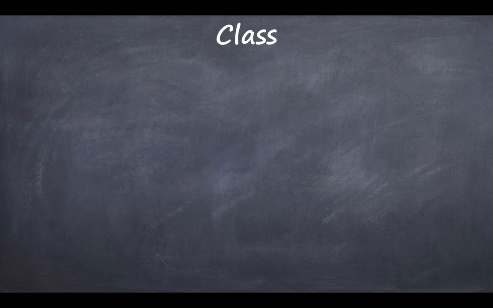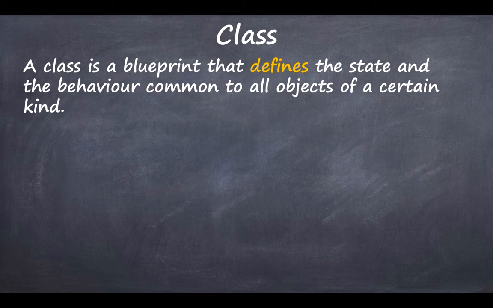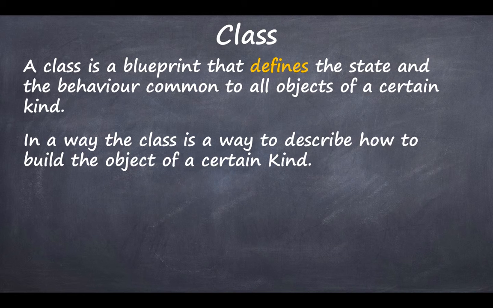Okay, so now let's talk about class. A class basically is a blueprint which defines the state and behavior common to all the objects of a certain kind. So one thing is, a class is not an object. The class basically defines what an object does. So in a way, a class is a way to describe how to build an object of a certain kind.